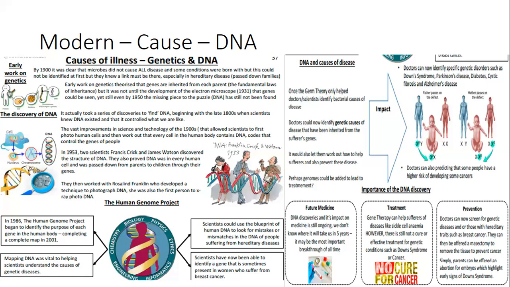Now, DNA and the cause of disease. Once the germ theory helped doctors and scientists identify bacterial causes, DNA helps us identify genetic causes of the disease that have been inherited from their parents. It also lets them work out how to help sufferers and prevent the disease. And there's that hope that genomes could be added to lead to treatment. So potentially you could add genomes on the genetic pathway, which would lead to a treatment.